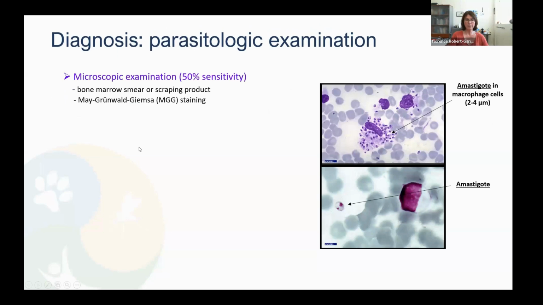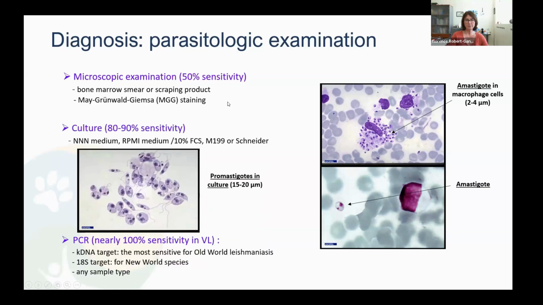The first examination is a microscopic examination, but it can have a sensitivity of only 50%. So you can miss the parasite if the parasite load is not very high, or if the sampling has been difficult on a biopsy or on a cutaneous lesion, for example. The aim is to find those amastigotes in the phagocytic cells, as shown here, after May-Grünwald-Giemsa staining, usually.